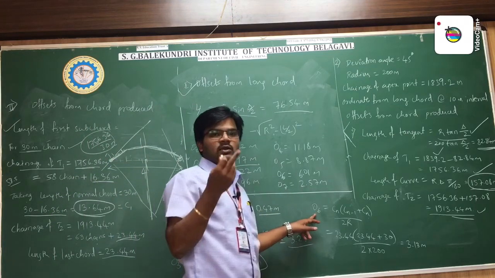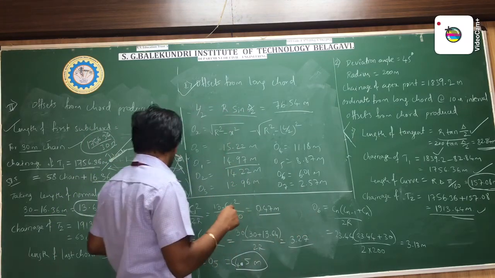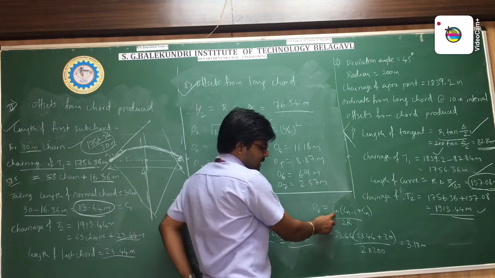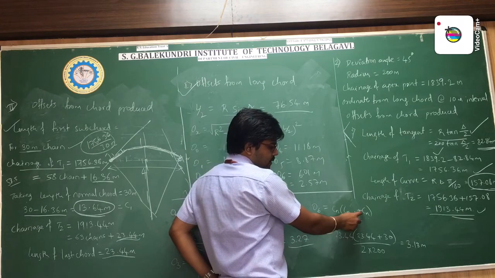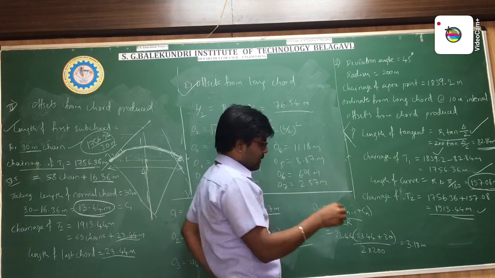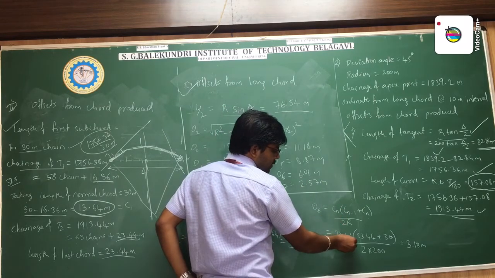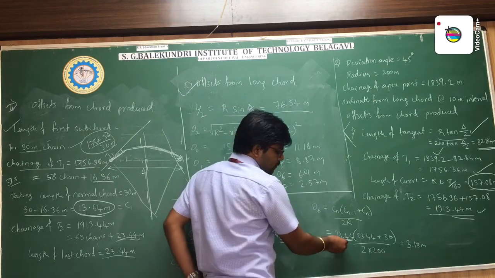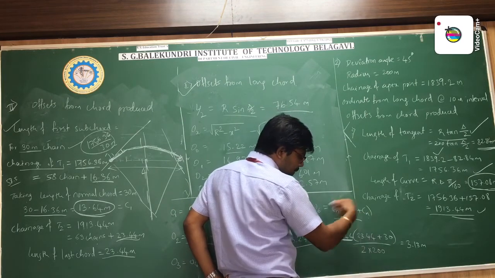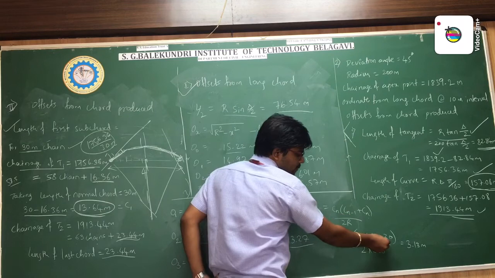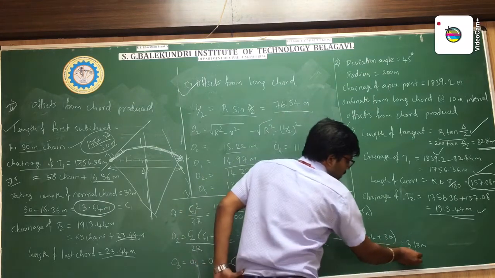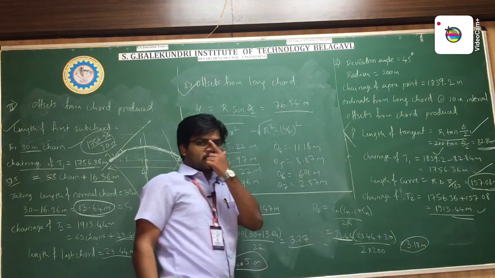Here comes the last ordinate, that is, the last chord. O6 is Cn minus 1 plus Cn divided by 2R. Cn is nothing but C6, and C6 is 23.44. So 23.44 in bracket, 23.44 is Cn, and previous to that it will be 30, divided by 2 into R. We will get 3.13 meter.